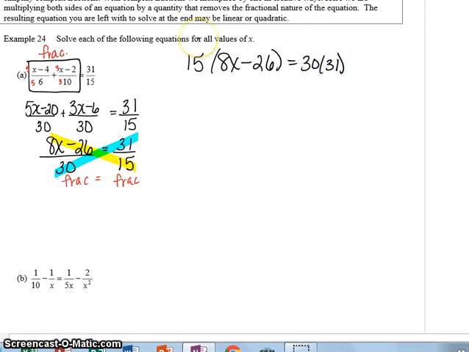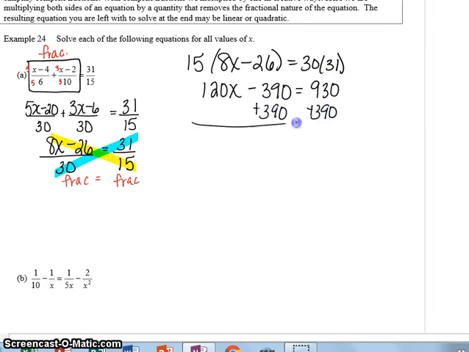So distribute. 15 times 8 is 120, so it's 120x, minus 15 times 26 is 390. See how these numbers are huge? And then again, 30 times 31 is 930. So now I'm going to add 390 to both sides. And I'm going to get 120x is equal to 1,320. Divide both sides by 120.